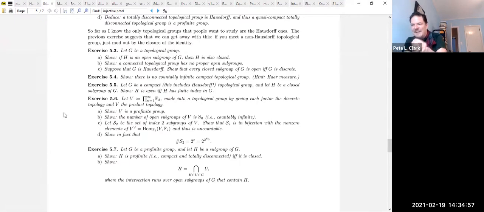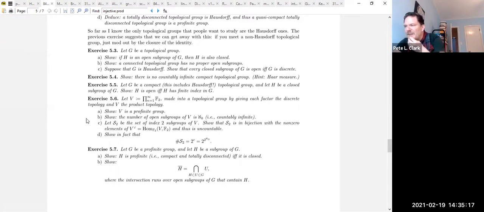If I pick an index 2 subgroup at random, boy, is it probably not going to be open, because I only have countably many open index 2 subgroups, all of the obvious ones. And then the magic of linear algebra gives me many, many more index 2 subgroups that are not open.